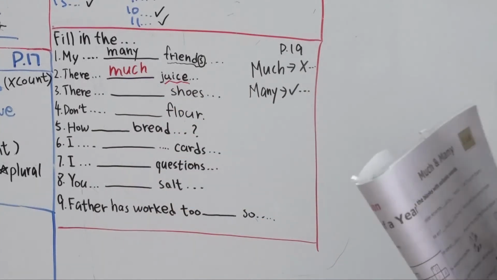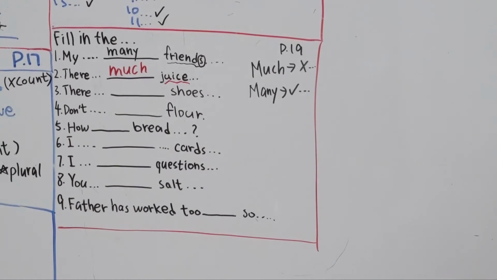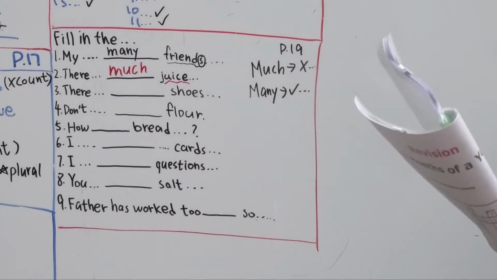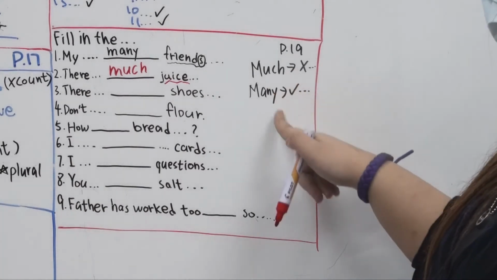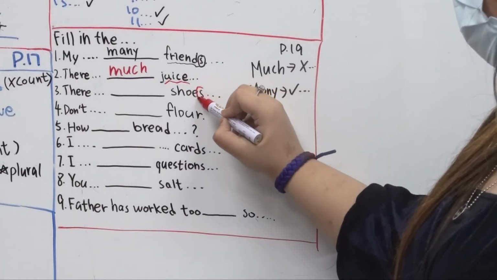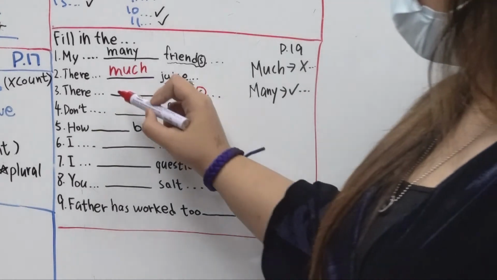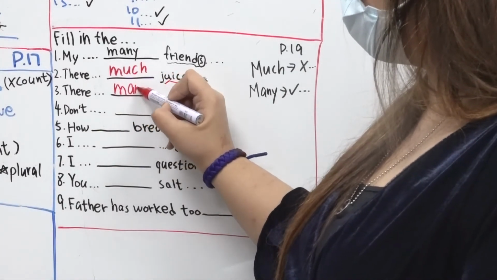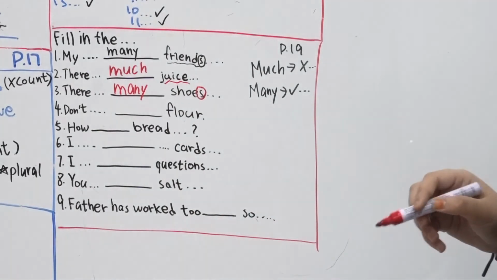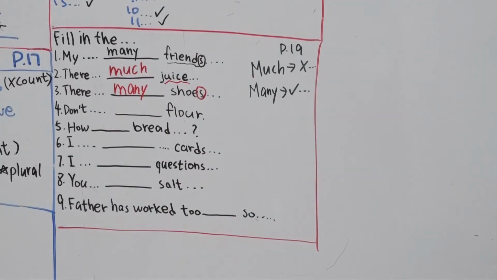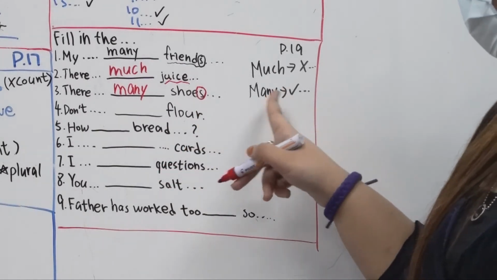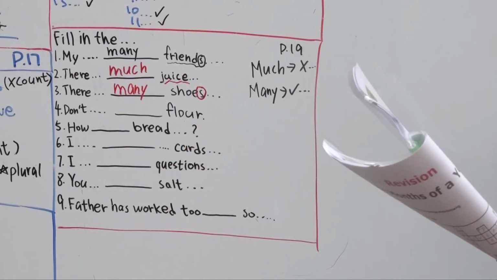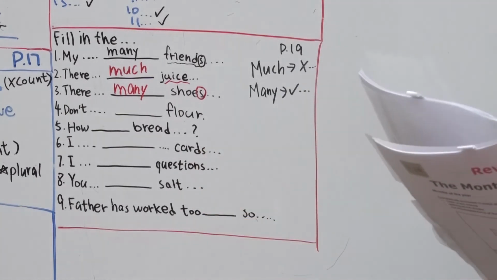I'll do 2 more, okay? The rest of it, you try to do by yourself. There are so what shoes in the shop. Kevin doesn't know which one is better. So there are so much or many? Many, yes. Shoes, we can count shoes. 1 pair of shoes, 2 shoes, right? Shoes. It tells us we can count. Many, okay? Next one.